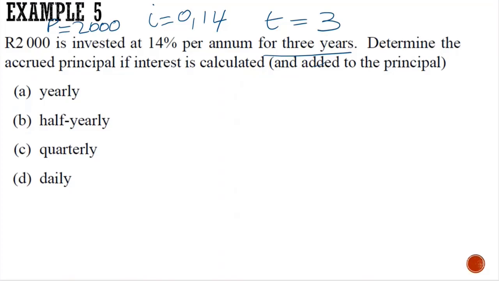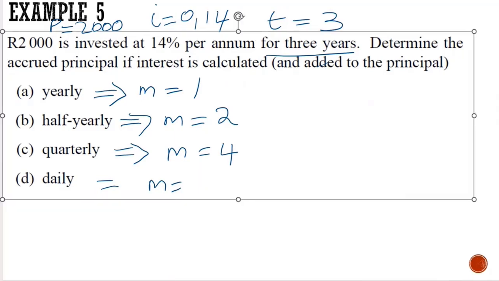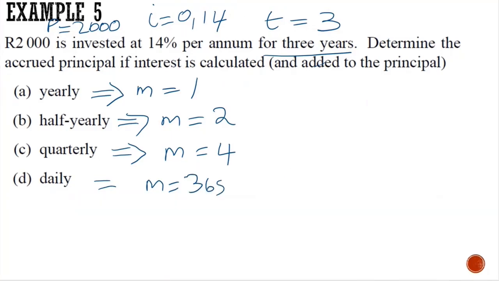Okay, but now there is compounding. When something is compounding yearly, we know that your m is equal to 1. When it's compounding half yearly, that is semi-annually, your m is equal to 2. When it's compounding quarterly, we know that your m is equal to 4. When it's compounding daily, your m is equal to 365.